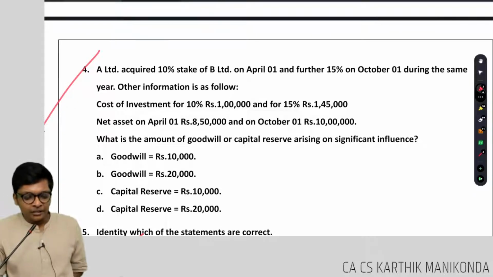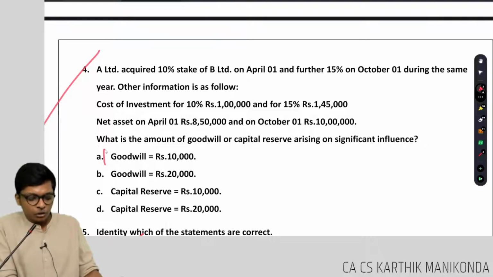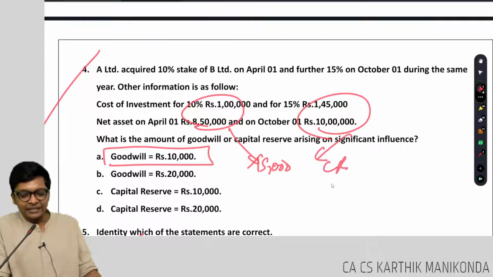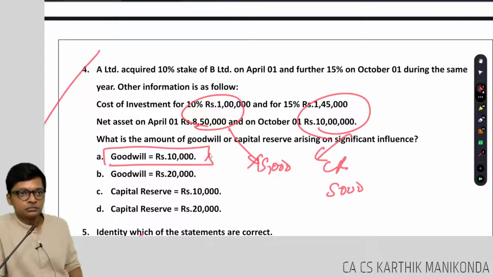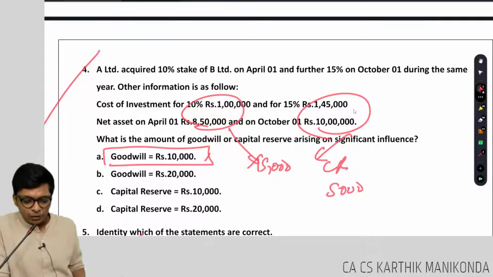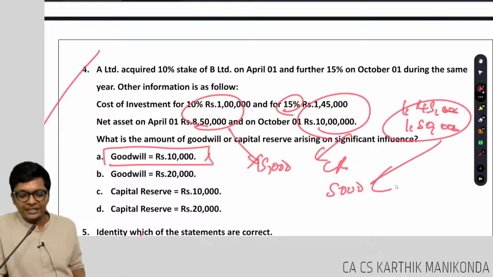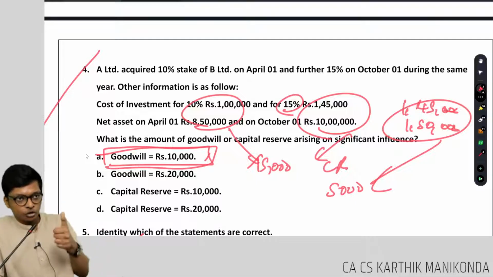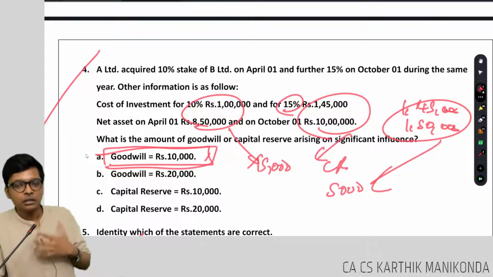You don't need a calculator. We can do it in the mind itself, guys. 10,000 goodwill. Here, what is happening? In the first case, you are getting goodwill of 15. In the second case, you are getting a capital reserve of 5,000. So, net of 10. See here, how capital reserve? I paid 1,45,000. For 15%, it's worth 1,50,000. So capital reserve is 5,000. Answer is goodwill 10,000. Sure, 100%. Guys, clear?